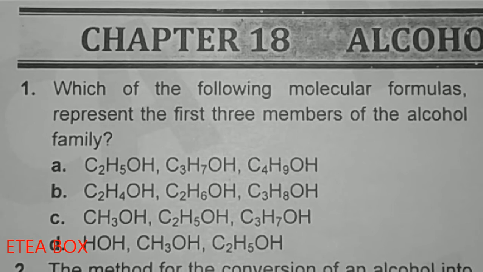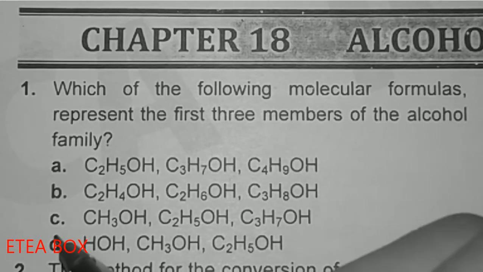First MCQ is, which of the following molecular formulas represent the first three members of the alcohol family? Now look here, the first three members are methanol, second is ethanol and the third one is propanol. Okay, so option C is correct here.